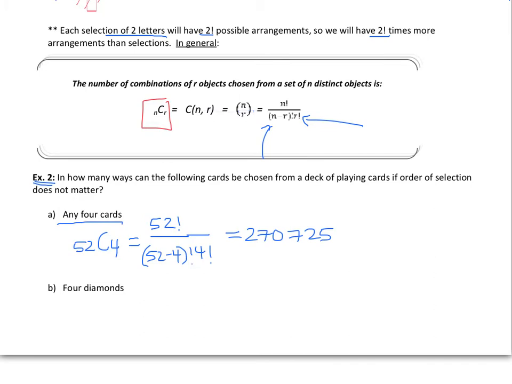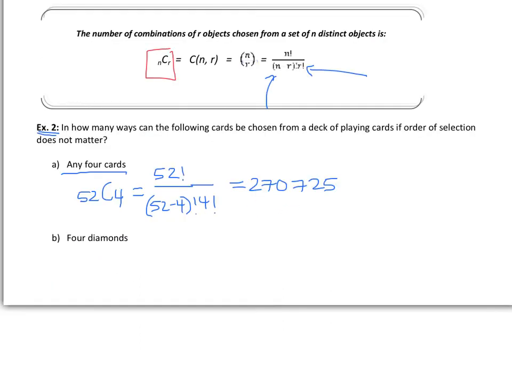There are a couple options when you're typing things into your calculator. You could put it in exactly like this with factorials and do it manually. Or you can go to your math function like we did when we were looking for the permutation button, and you will find an nCr. So you can go straight from 52 choose 4 to your answer here. Okay, so let's move on to part B, 4 diamonds.